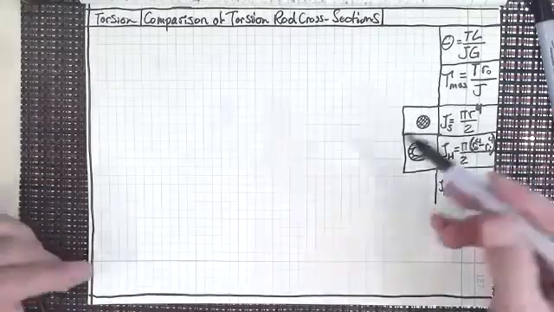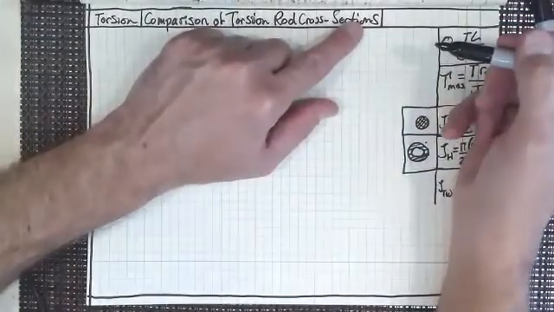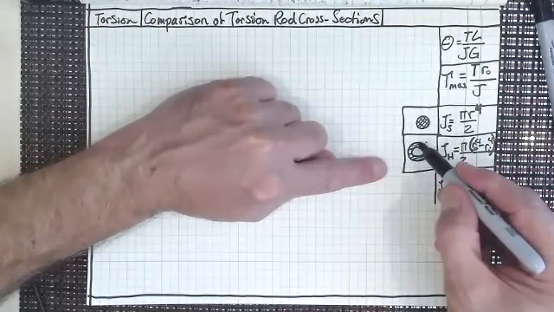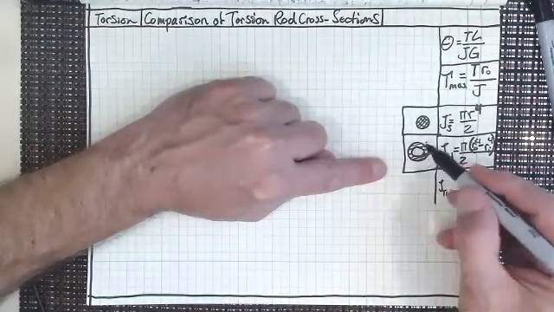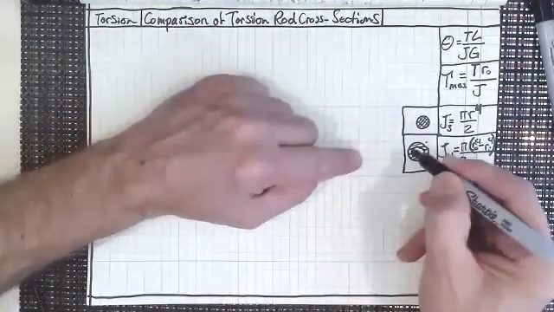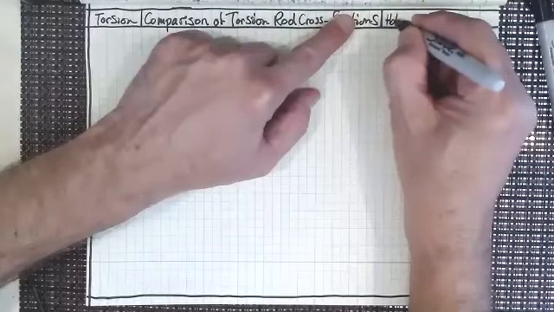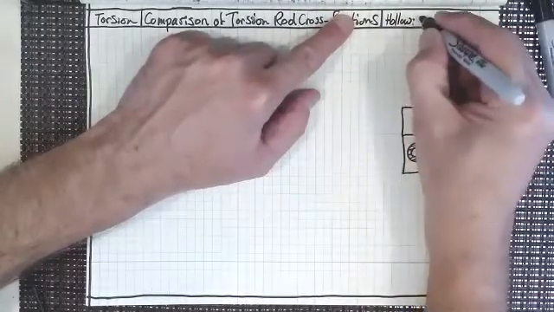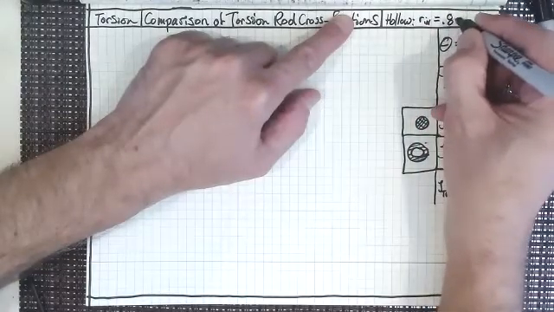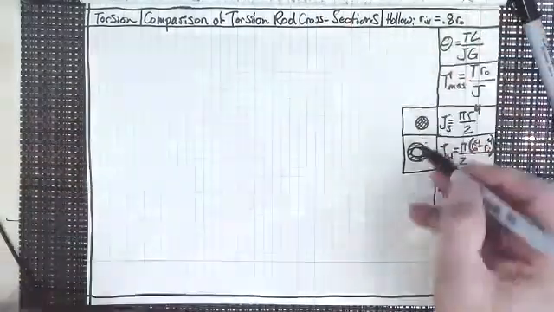And so what we're going to do in the comparison today is we're going to say that for the hollow cross section, the inner radius is going to be 80% of the outer radius. So that's something that we're going to be analyzing. So my inner radius, let's just say for the hollow, is going to be 80% of my outer radius. Right? That's just something, we just want a relationship between the inner and the outer radius.